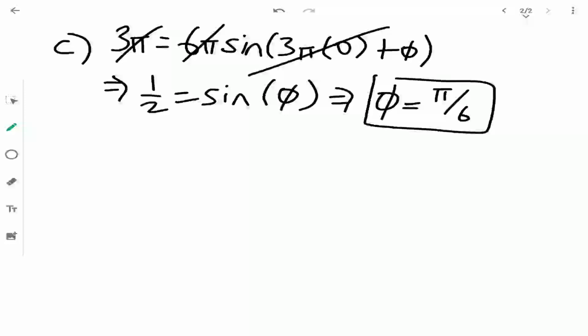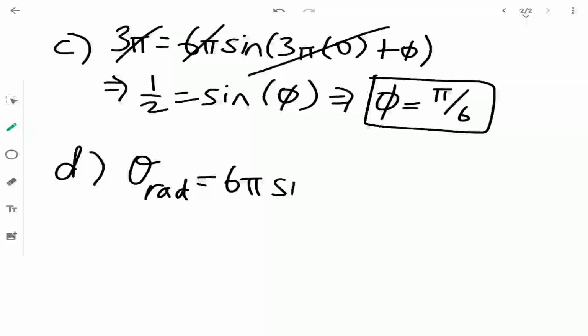Part D is again very easy. All they're asking us to do is assemble everything we've gotten so far and give them the equation of motion. So again, using the same equation, theta in radians, so again you have to put the units, 6 pi sine of omega t, which is 3 pi t, plus phi, which you've gotten from here, pi over 6. And that's the equation of motion.